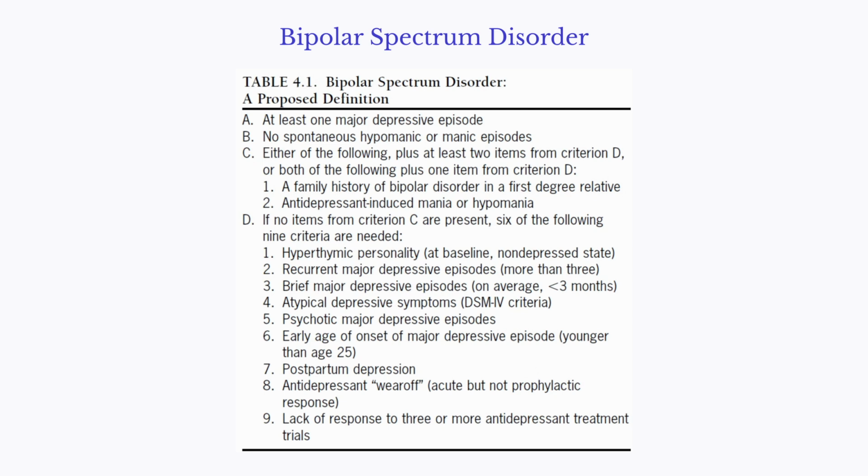And then the next set of criteria, if no items from the previous were met, you need at least 6 of the following. So a hyperthymic personality at baseline, recurrent major depressive episodes, more than 3, brief major depressive episodes, on average less than 3 months, atypical depressive symptoms, psychotic major depressive episodes, early age of onset of major depressive episodes, so younger than 25, postpartum depression, antidepressant quote-unquote wear-off, so that means they have an acute response but not prophylactic prevention, and lastly, lack of response to 3 or more antidepressant trials.